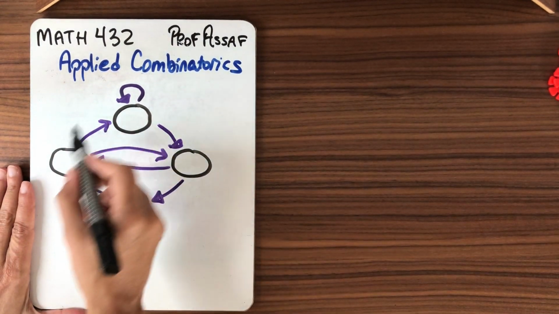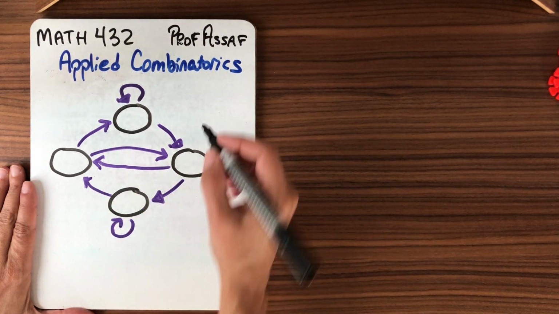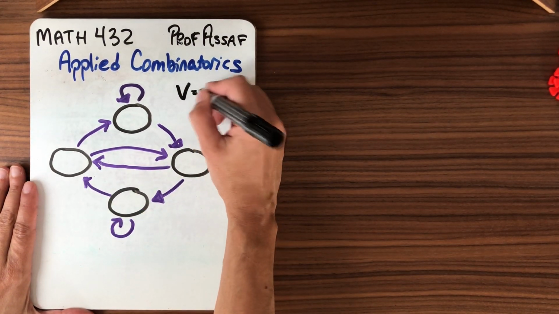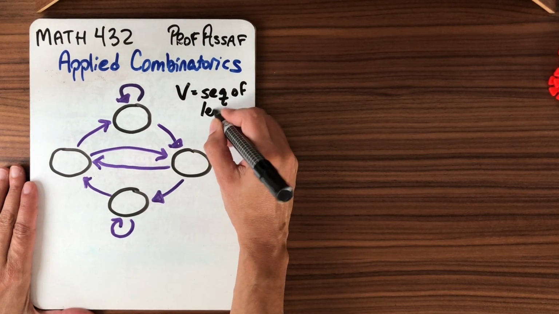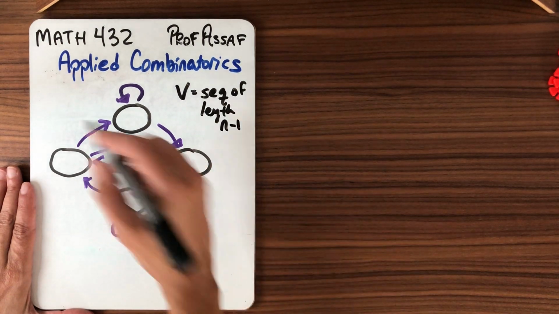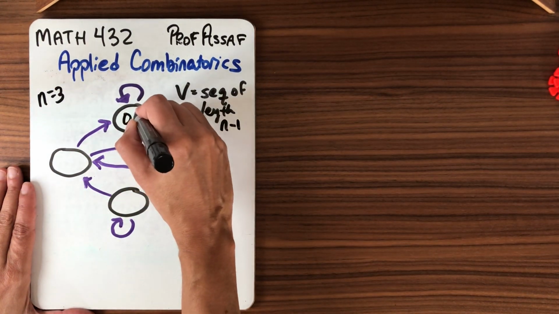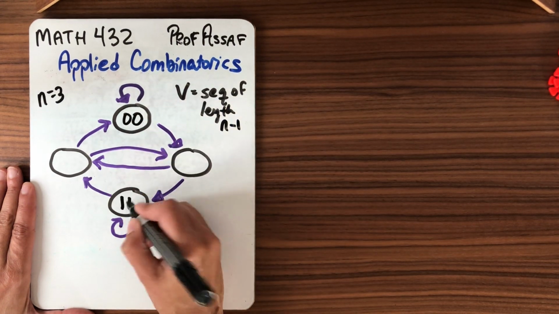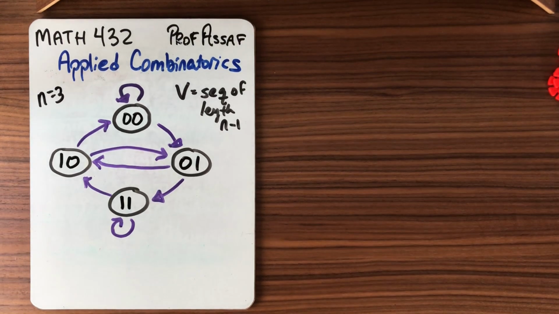Well, I can take this as an example of the de Bruijn graph. The vertices of the de Bruijn graph are going to be binary sequences of length n minus 1. So here is an example where n equals 3, so n minus 1 will be 2, so I'm going to put all binary sequences of length 2 into this graph. There, I've done it. These are my vertices.